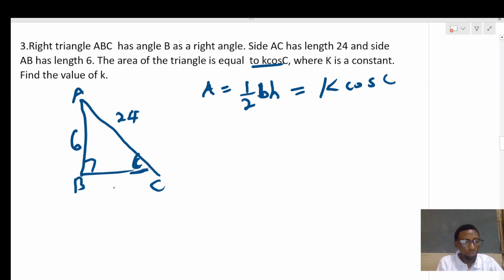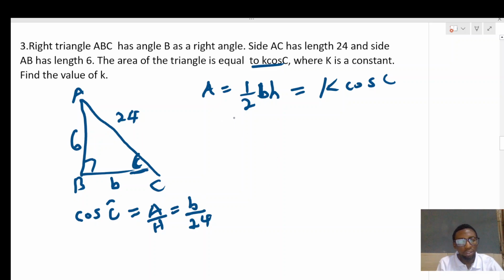Let's call BC the base. So cos C is adjacent over hypotenuse. Our adjacent here is B, and our hypotenuse is 24. So cos C is actually B over 24.